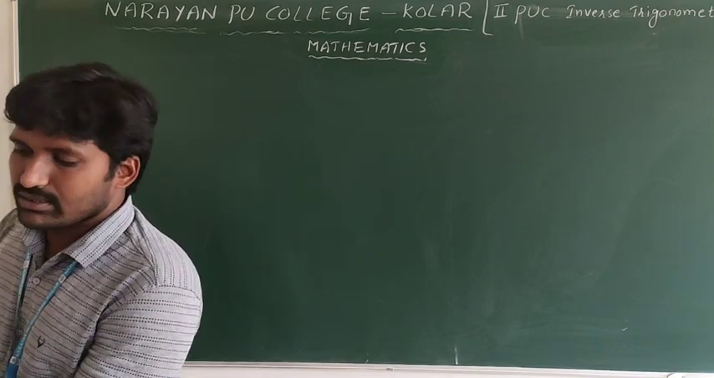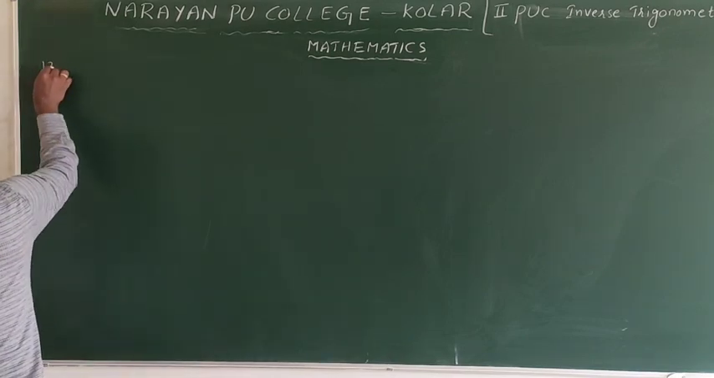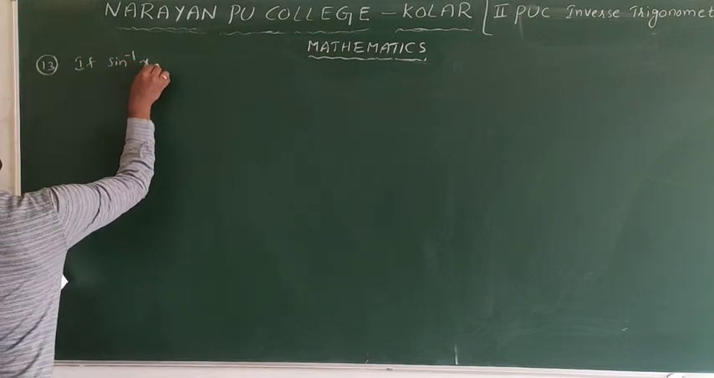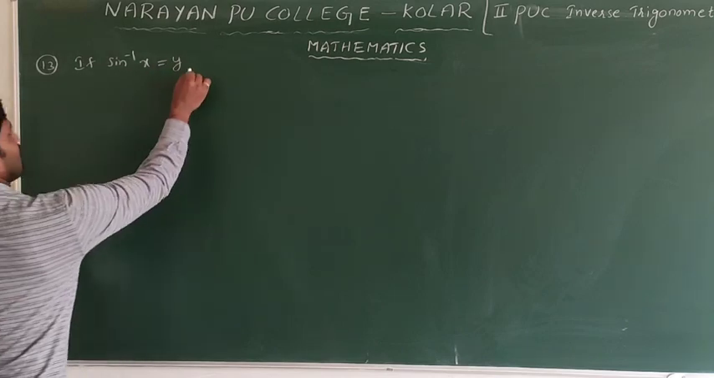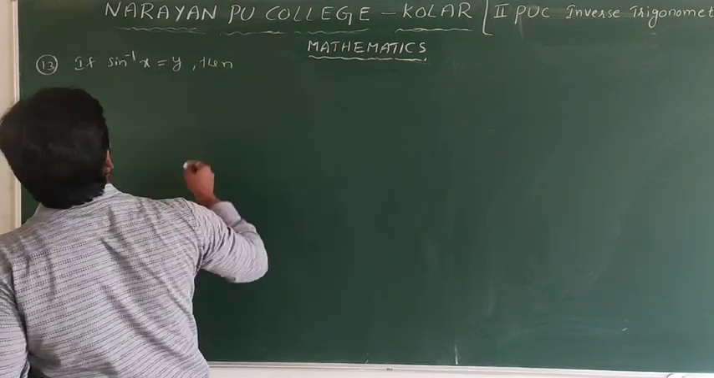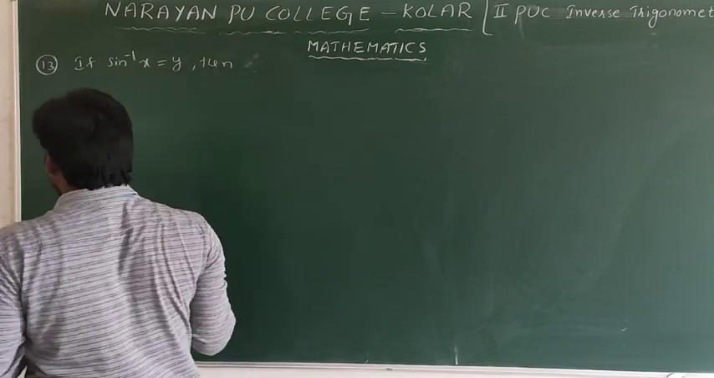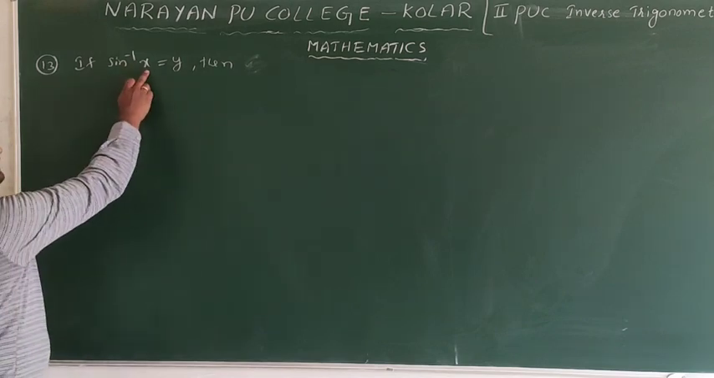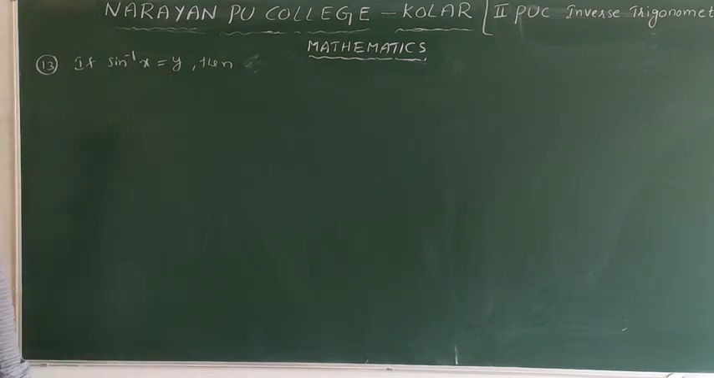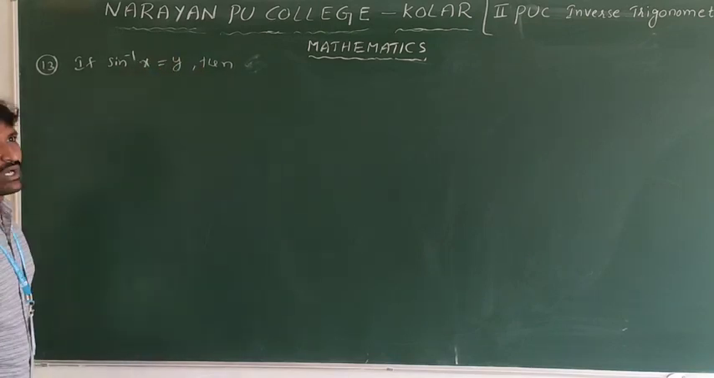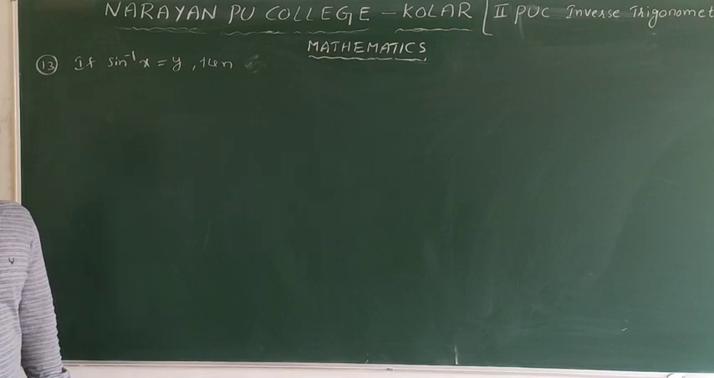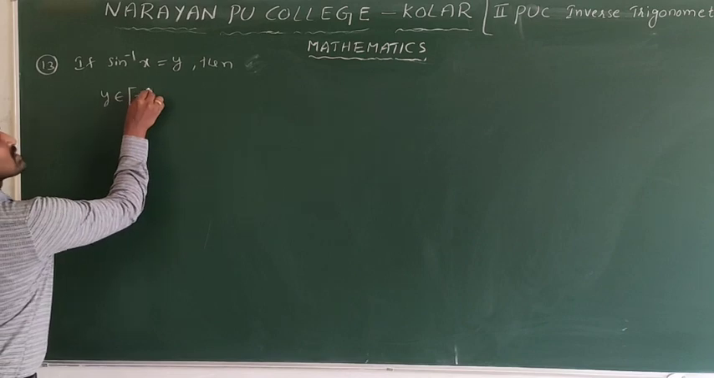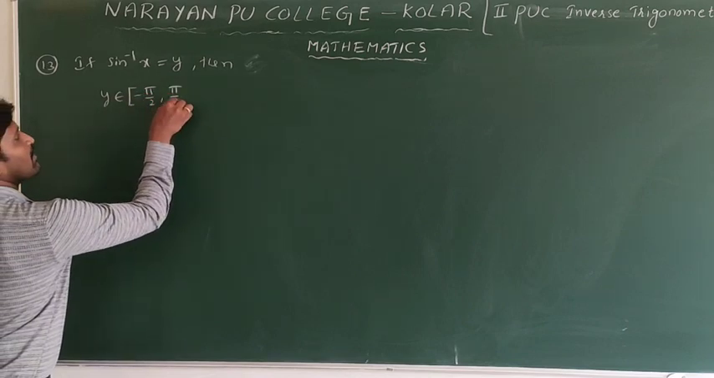Let's come to the next question, 13. If sin inverse x equals y, then we need to find what range y belongs to. Clearly x is the domain, and the y value is the range of the function. So the range of sin inverse x is the closed interval minus pi by 2 to plus pi by 2. Clearly y belongs to the closed interval minus pi by 2 comma pi by 2.